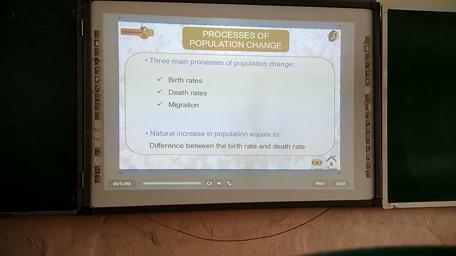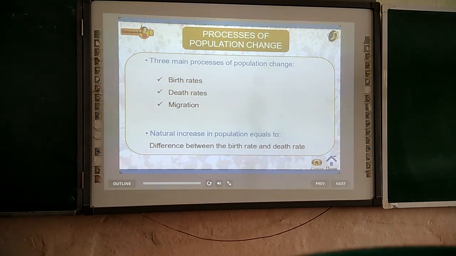There are three main processes of population change. They are: number one, birth rate. The number of live births per 1,000 persons in a year is called birth rate. It is the major component of growth in India. Birth rates in India have always been higher than the death rates.